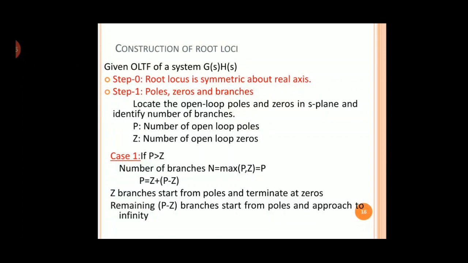Out of these, Z number of branches will start from poles and terminate at zeros. And the remaining P minus Z branches will start from poles and approach infinity.